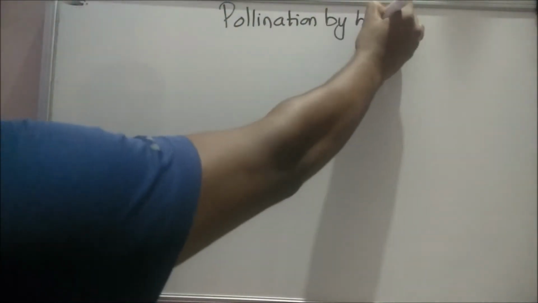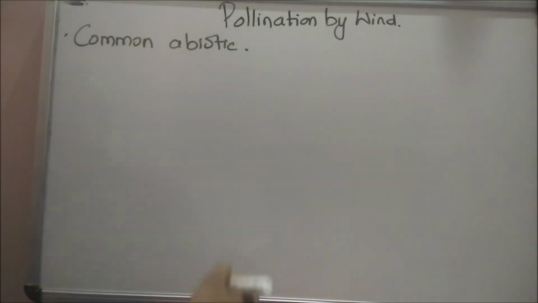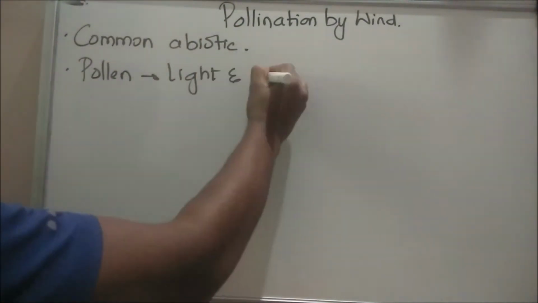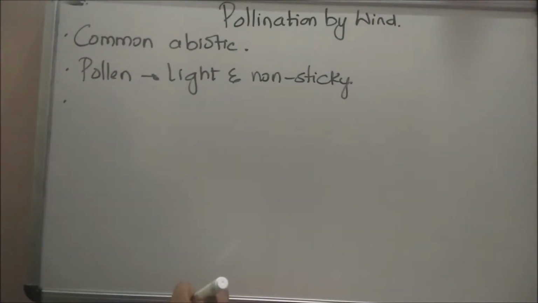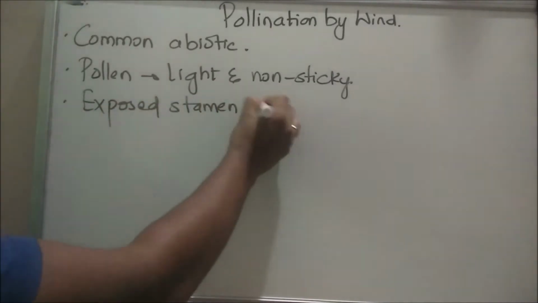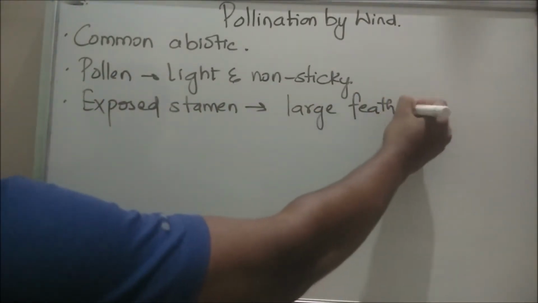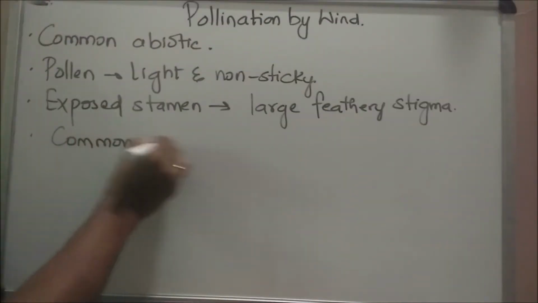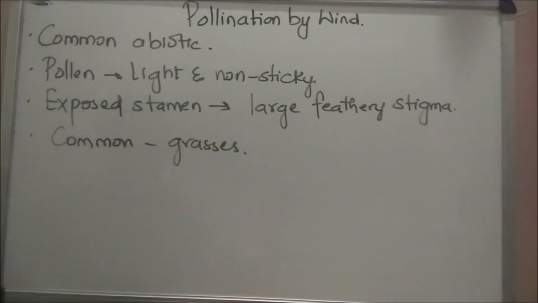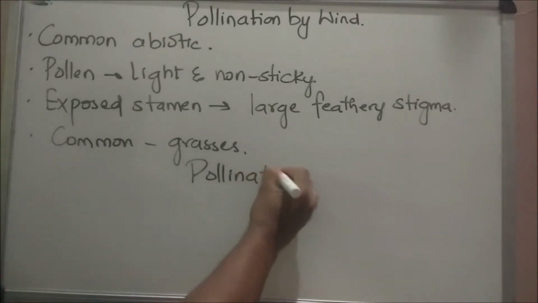Now let's learn about pollination by wind. It is the most common abiotic pollination. It requires that the pollen grains be light and non-sticky. They often possess well-exposed stamens, which are easily dispersed in wind, and large feathery stigmas to trap pollen grains. It is very common in grasses.